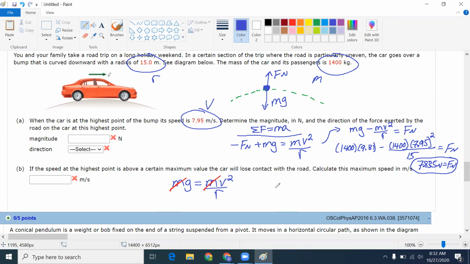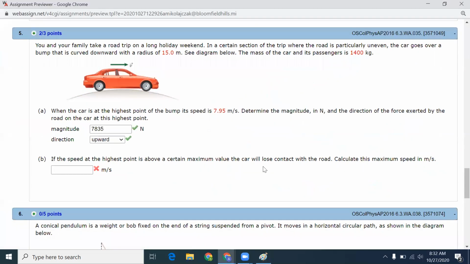This will resolve itself to be velocity is the square root of gR. So that's the square root of 9.81 times 15. I got 12.1 meters per second. You can also take a look at the notes from day 8 of class as we go through an example just like part B.